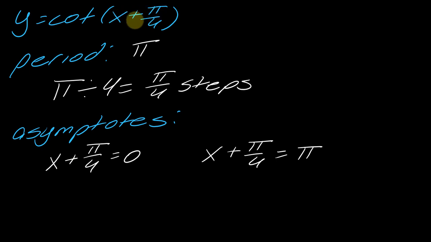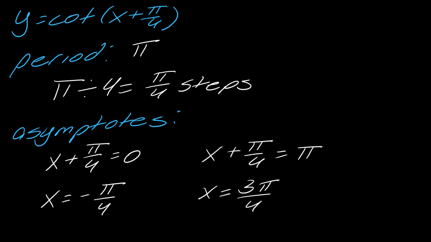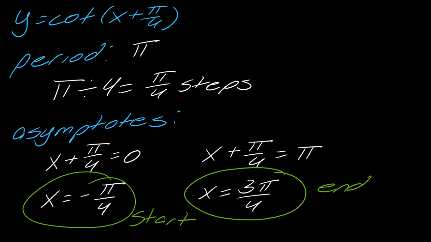So I take out this inside part. I've got x plus pi over 4 equals 0 and x plus pi over 4 equals pi. So easy enough to solve. I get x equals negative pi over 4 and x equals 3 pi over 4. Just noting, this is where I want my table to start. And when I reach the end of my period, this should be the end when I'm using my steps, if I'm doing this right?